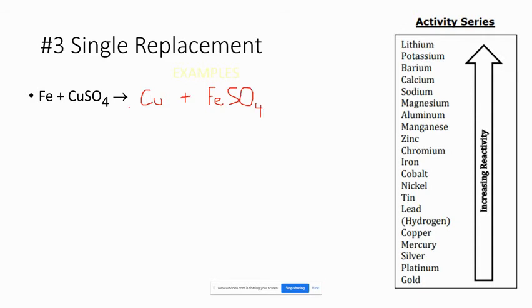And then we're also going to have to make sure they're balanced. But we already know how to do that. We've been practicing balancing for days. All right, try another one.